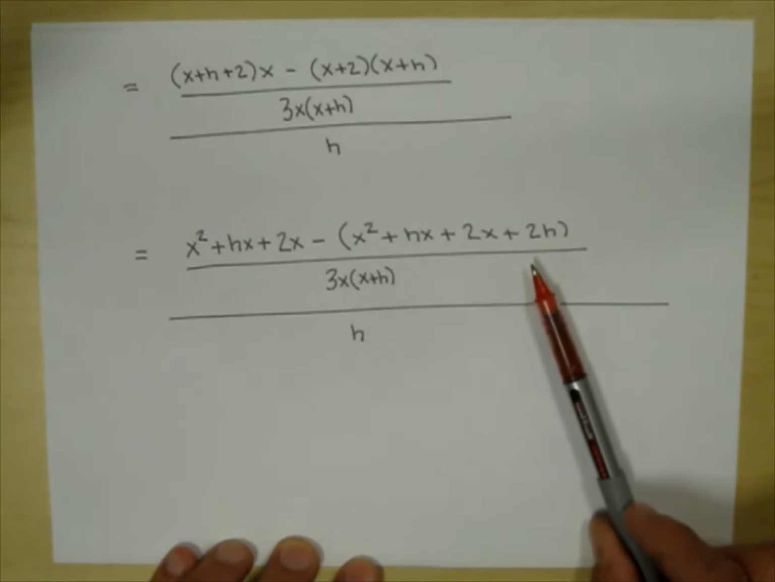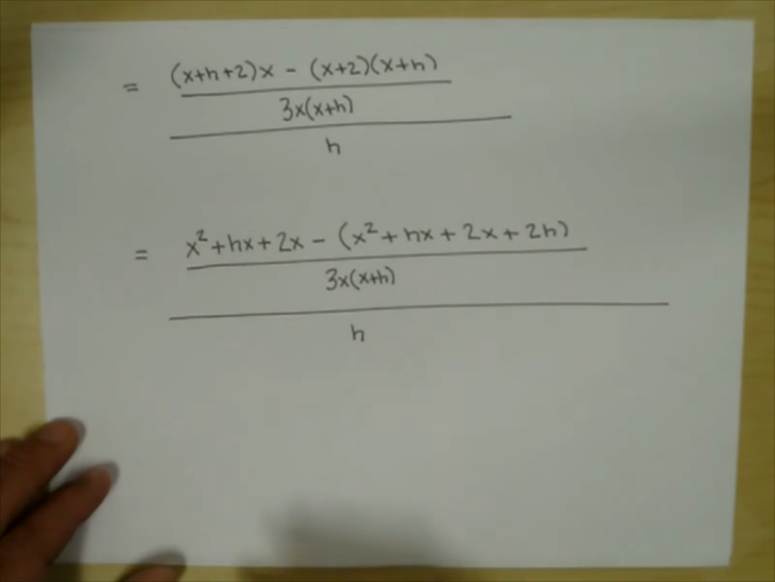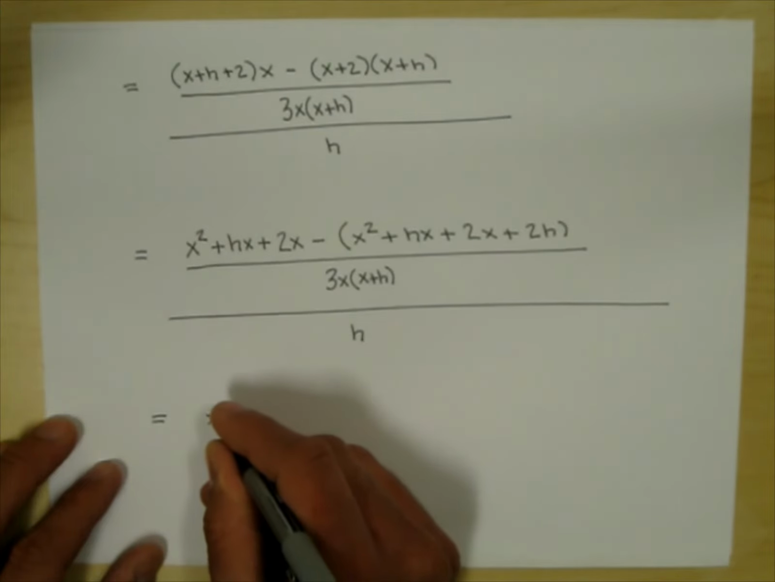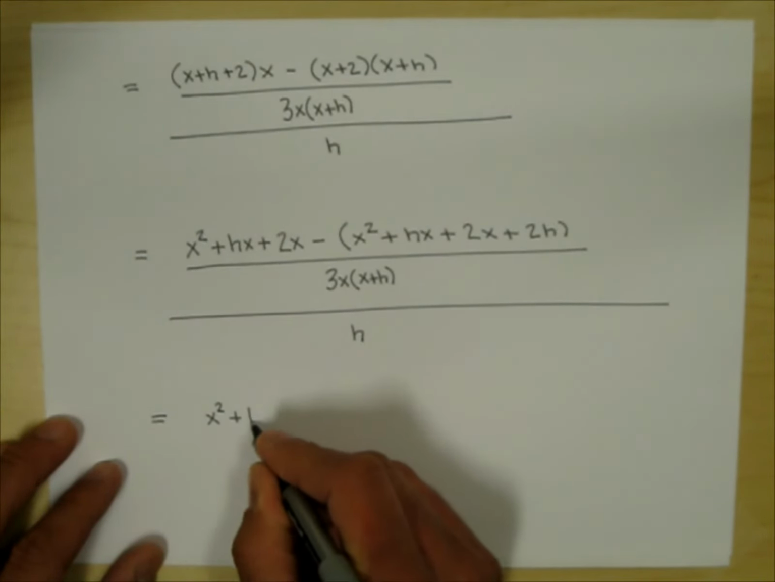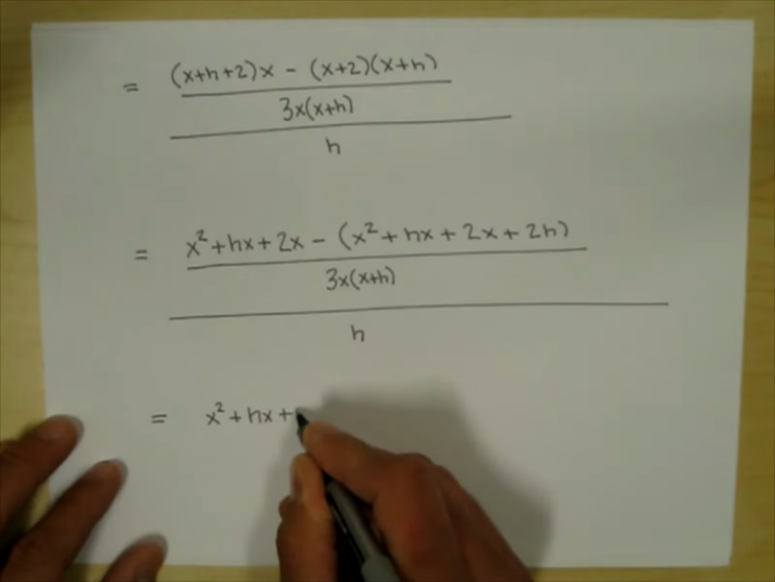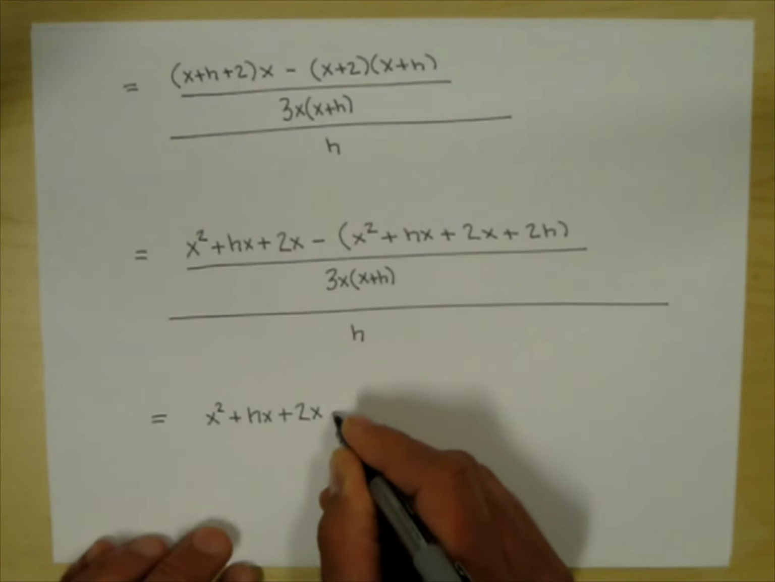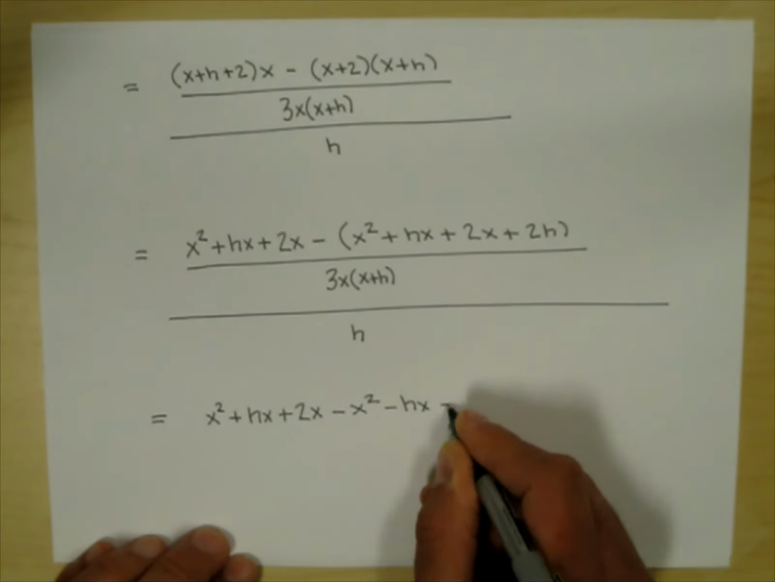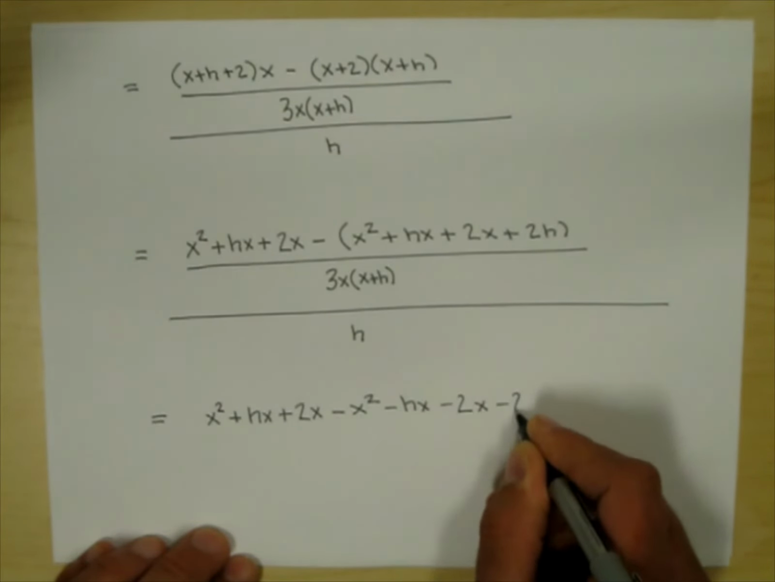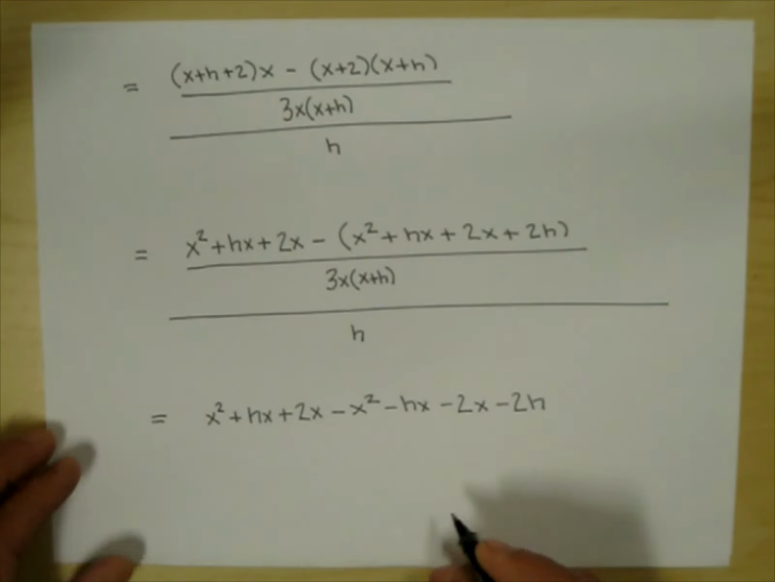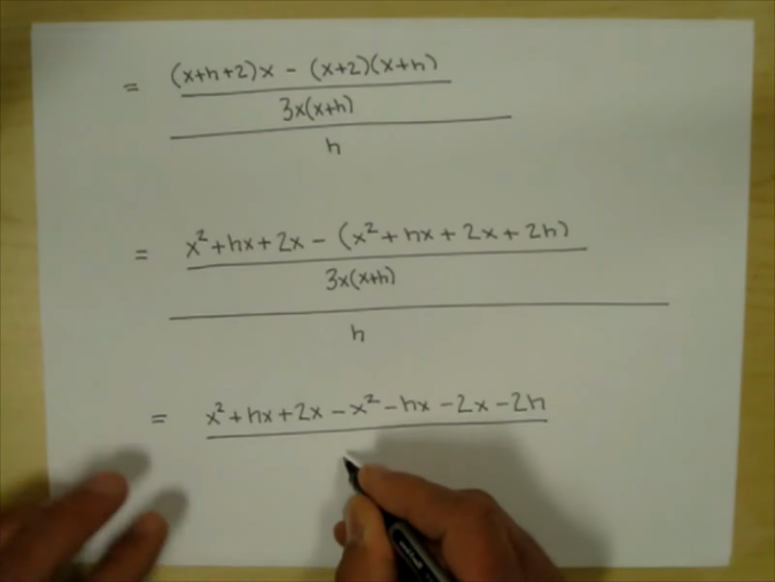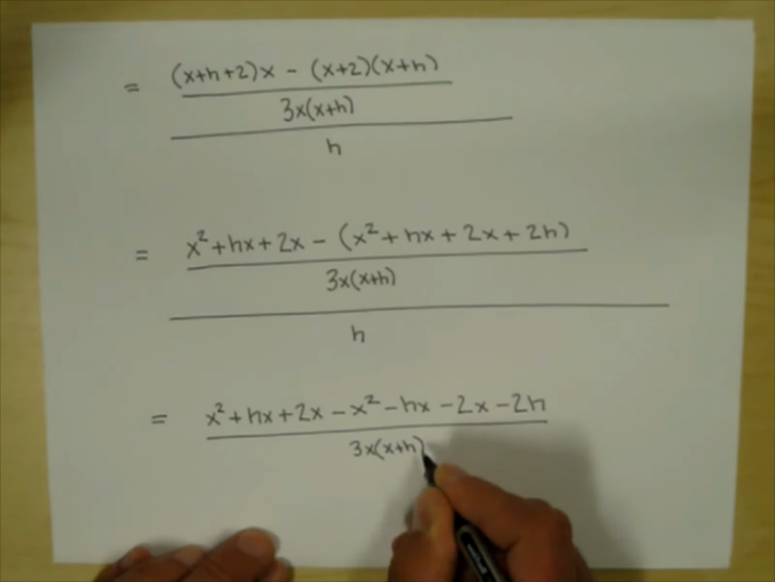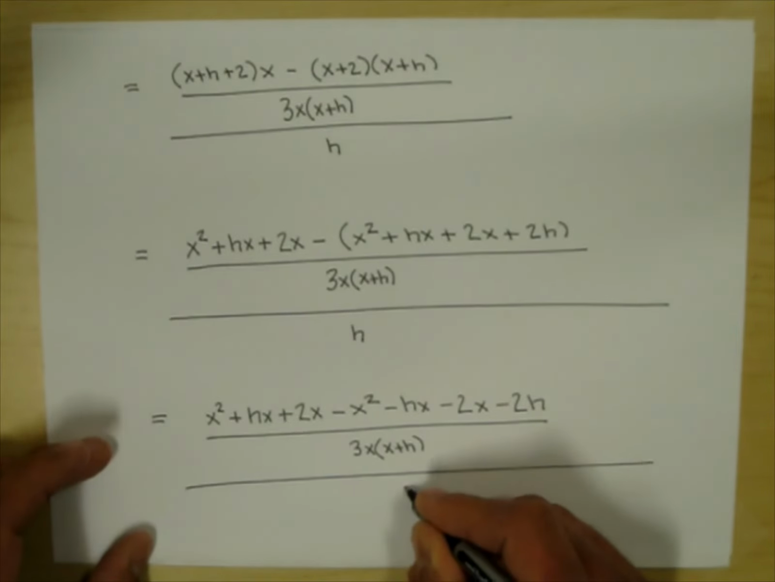So we go ahead and multiply things out. Let's go ahead and distribute that negative. So this is x squared plus hx plus 2x minus x squared minus hx minus 2x minus 2h. And we're just going to keep copying the same thing here. And then this is all over h.